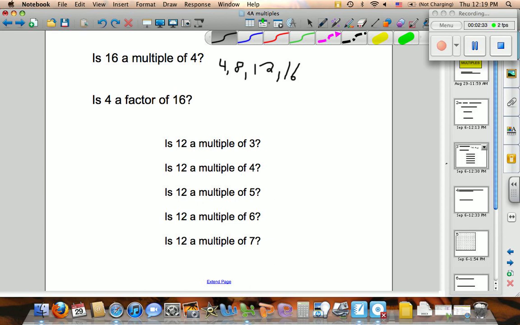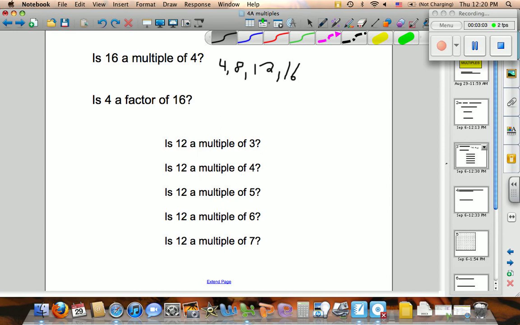Is 12 a multiple of 4? We can either count by 4s, like we just counted by 3s, or you can say to yourself, does 4 times another number equal 12? And the answer is yes. 4 times 3 equals 12. Is 12 a multiple of 5? Let's count by 5s to find out. 5, 10, 15. So right there you can see no, 12 is not a multiple of 5 because when we count by 5s, we do not land on 12.